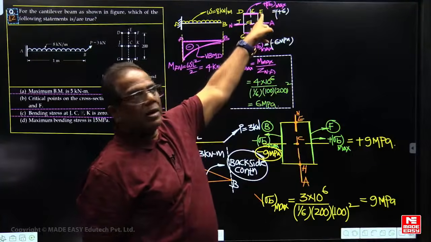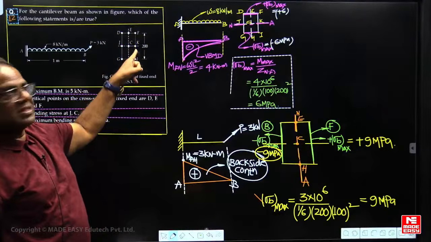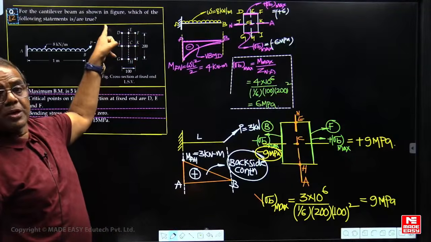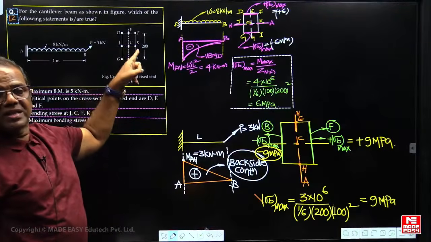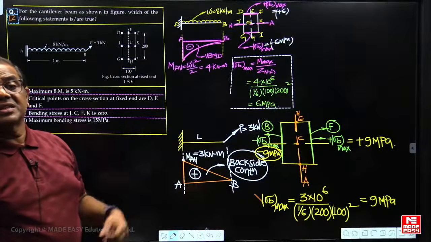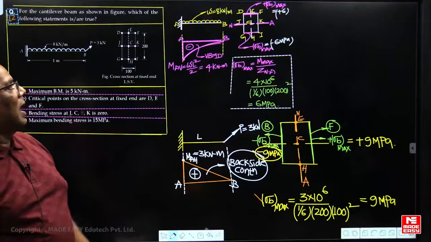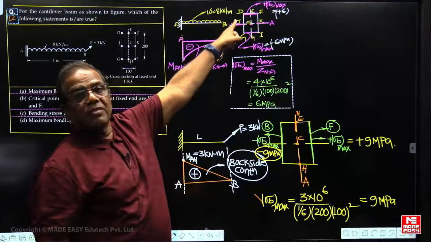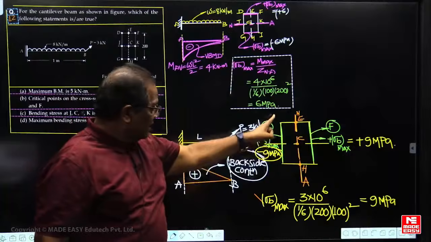This F is the what now? F is the junction of top and front side. When it is on the F on the top side now, top fiber, it is plus 6. When F is on the front side, plus 9. So which one is the critical point now? F. So what is the stress at F now? 15. Stress at 15. And what about D? D is what now? When D is on the top fiber, what the value now? Plus 6. When D is on the what now?